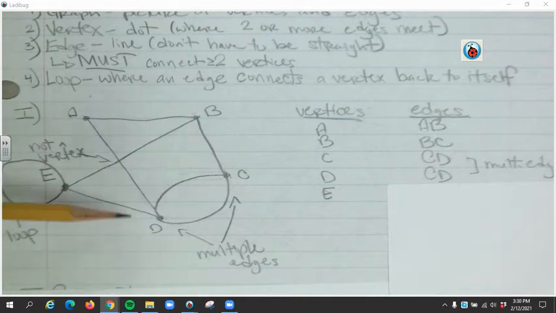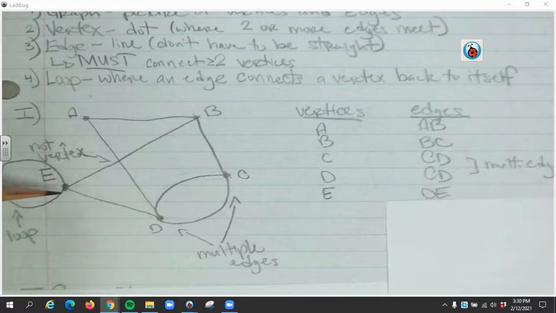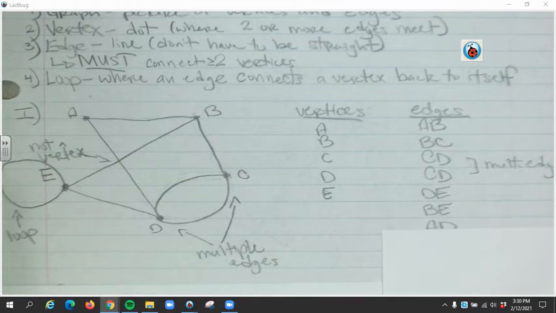Then we have DE. We have BE. If you call it EB, it's fine. The order of those letters doesn't matter. They don't have to be in alphabetical order. We have AD. And then finally, we have our loop.